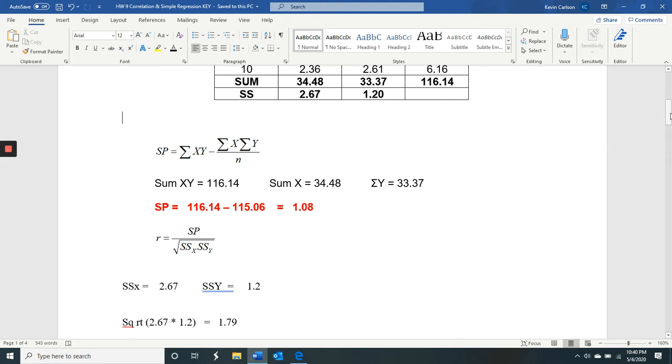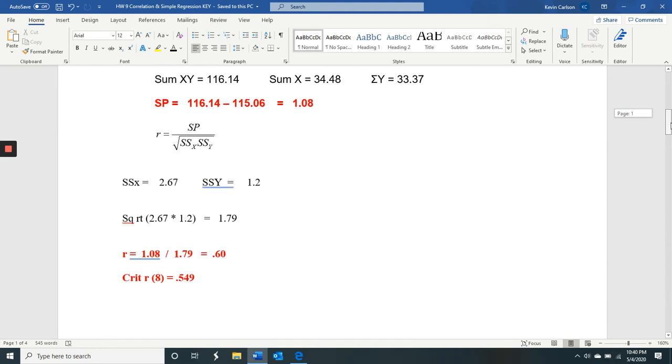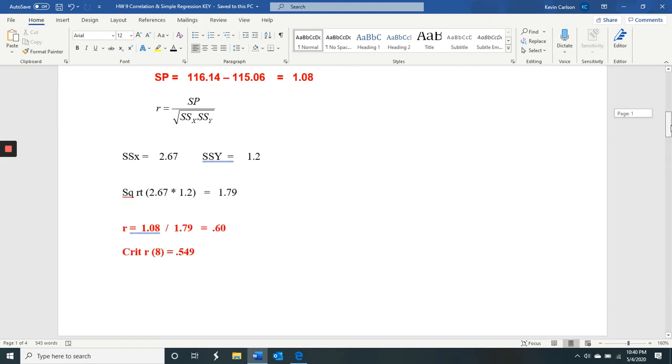And then we can calculate the correlation. The correlation is simply that SP that we just calculated divided by the square root of the sum of squares x times sum of squares y. So from above, from the online calculator, here's our sum of squares x and sum of squares y. We multiply these two things, and then we take that product and take the square root. That should be 1.79, sorry about that.